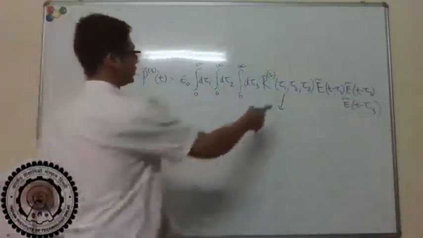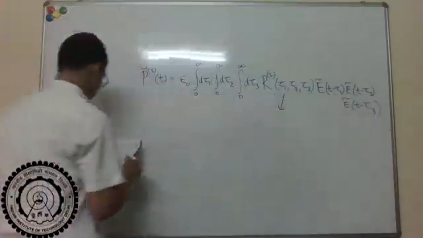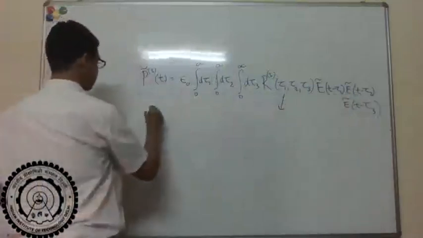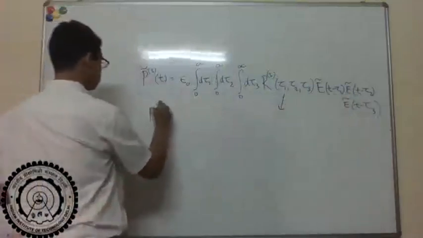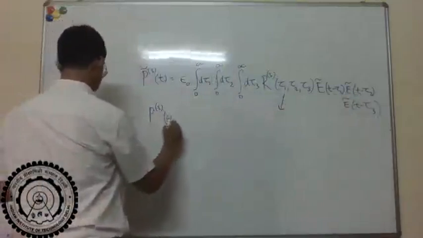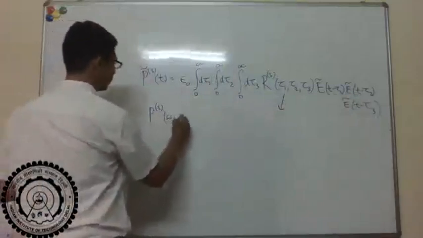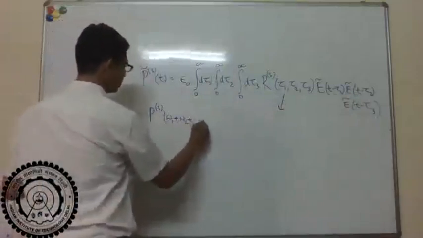And how is this response function related to the susceptibility? So again, if you compare it to the frequency domain case, in general, let's say I have three different frequencies: omega 1, 2, 3.